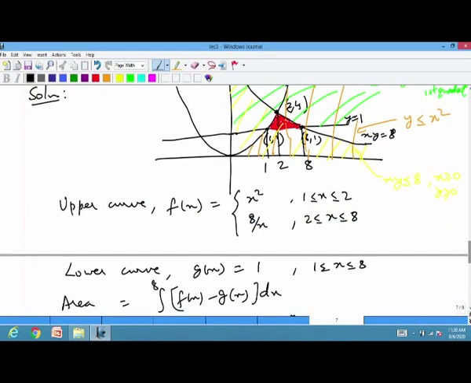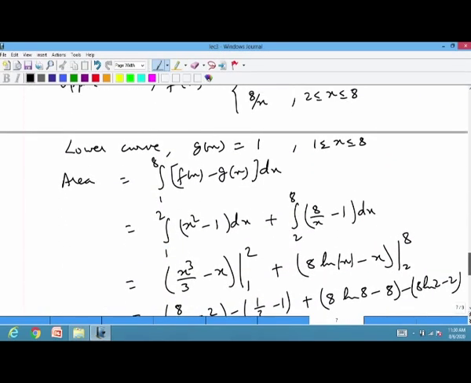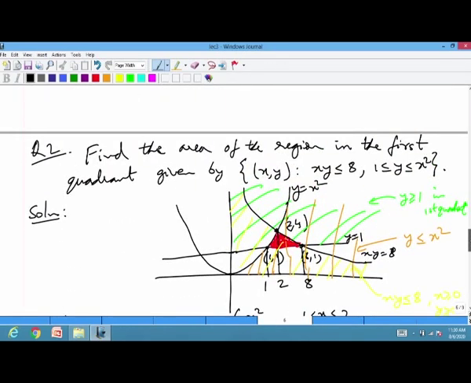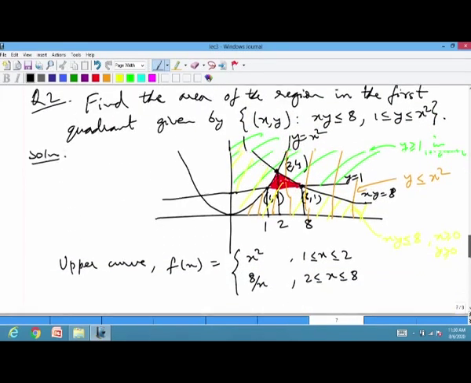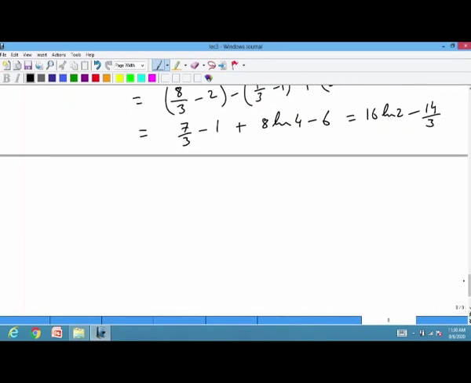Now, here note that because this upper curve was different in different intervals, from 1 to 2 and 2 to 8, we had to calculate this area by splitting it into a sum of two integrals. This problem can also be done in another way. So, let's write another way.